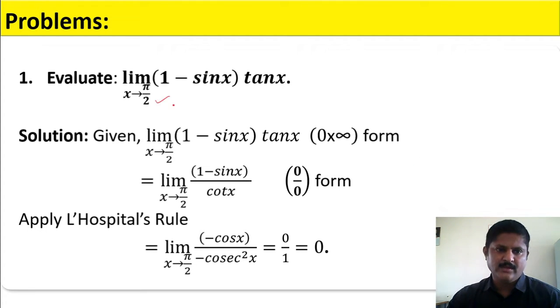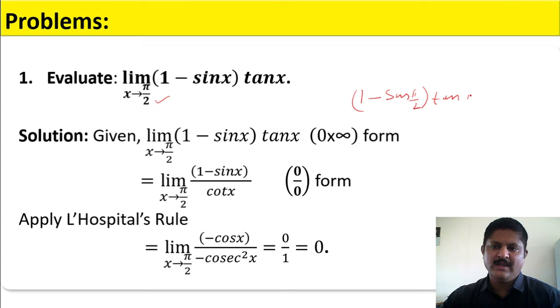The first problem: evaluate the limit of (1 minus sin x) into tan x as x tends to pi by 2. Here if you apply the limit, that means x tends to pi by 2, in the place of x put x equals pi by 2: (1 minus sin pi by 2) into tan pi by 2. Sin pi by 2 is 1. 1 minus 1 is 0, into tan pi by 2 which is infinity, which is of the form 0 into infinity.